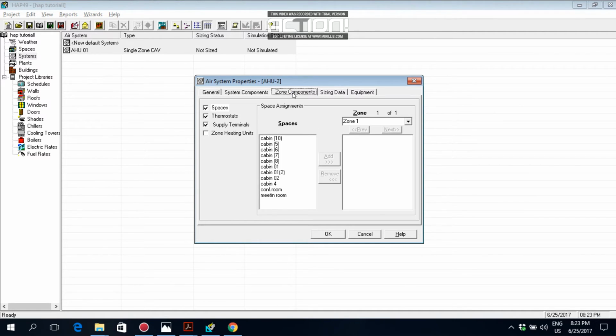Let's go to the zone components. As we already assigned the first half to air handling unit 1, the remaining spaces we are going to assign to air handling unit 2.